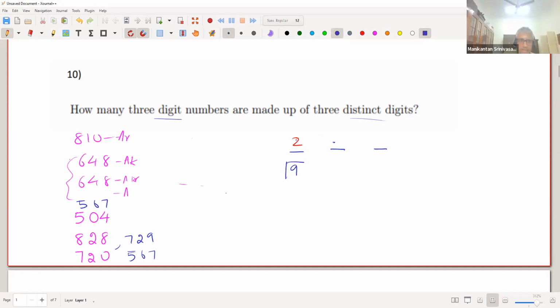So 9 possibilities for the first digit. The second digit, as Arjun was saying, can be any number other than 2. So let's intentionally put 0, right? So there are 9 possibilities for the second digit. It can be any digit other than the first digit. And the third digit can be any.